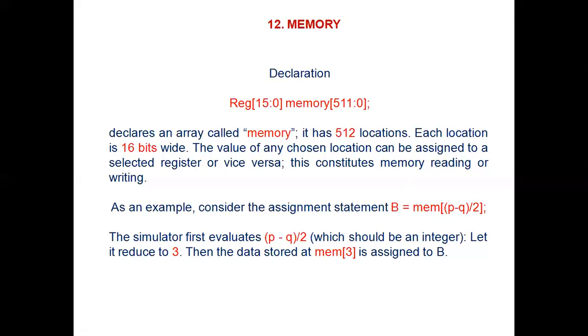Now take another example. I will take p - q as 16. If p - q equals 16, then it becomes 16 by 2, that means 8. Then it becomes mem[8], that means the 8th location of memory. So whatever data is present inside the 8th location of the memory, that data is copied to b. So like this, we can also give the representation.